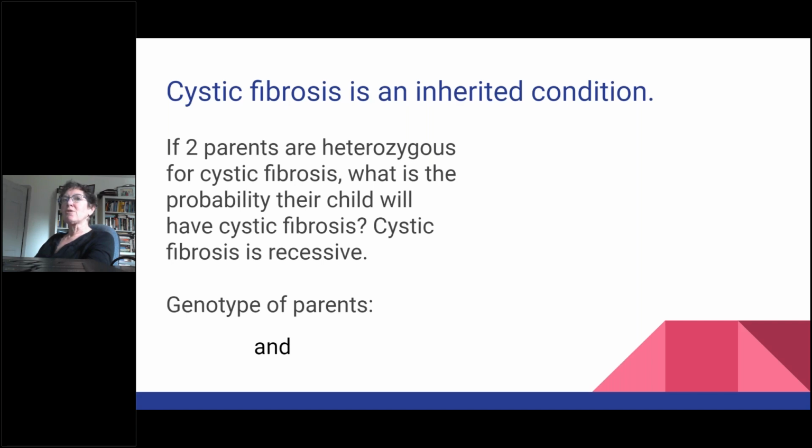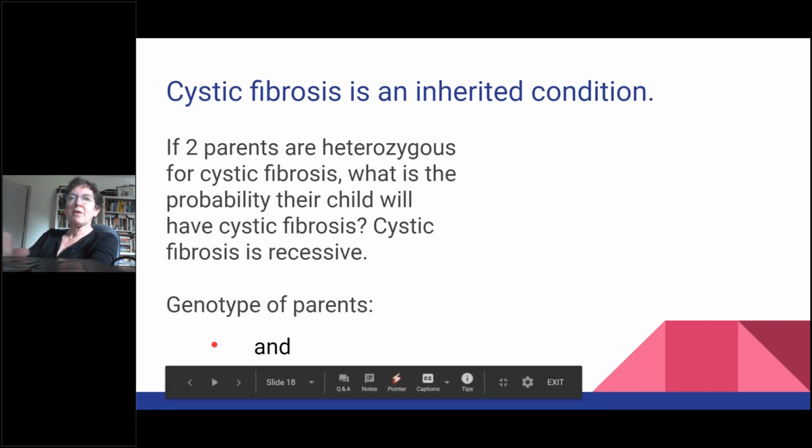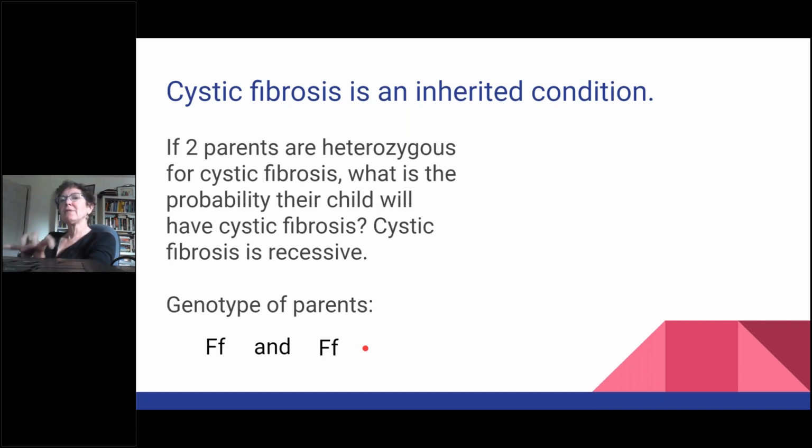If the two parents are heterozygous for cystic fibrosis, what would their genotypes look like? One parent would have capital F, lowercase f, and one parent would have capital F, lowercase f. So both parents are heterozygous. They are not showing it; the gene for cystic fibrosis is not being expressed. So they may not even know that they have the gene or the possibility of passing on this condition unless someone else in their family has it.